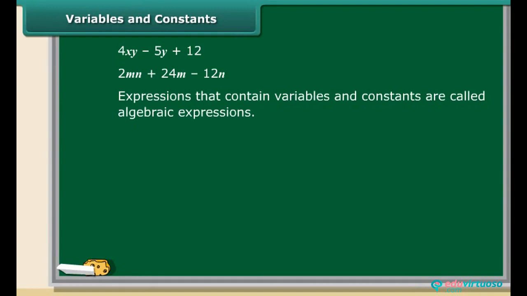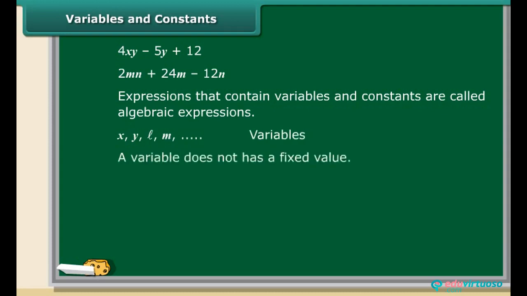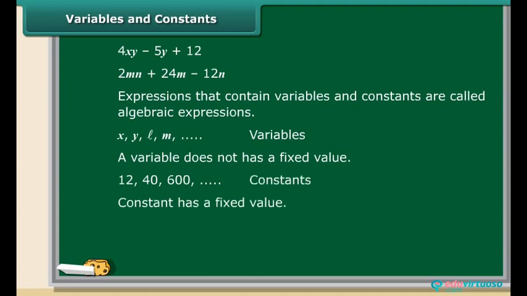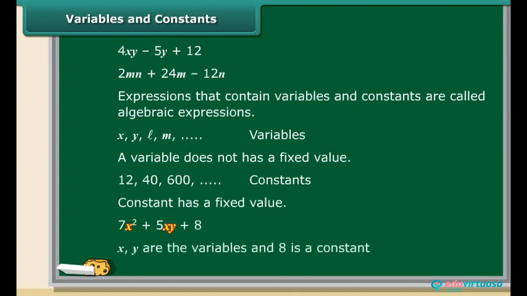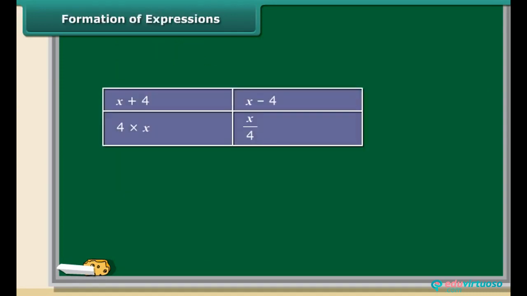The letters such as x, y, l, m, and so on are used to denote variables. So a variable can take various values and its value is not fixed. On the other hand, a value that does not change is a constant. So in the expression 7x squared plus 5xy plus 8, x and y are the variables and 8 is a constant. Algebraic expressions are formed by combining variables and constants with the help of addition, subtraction, multiplication, and division.